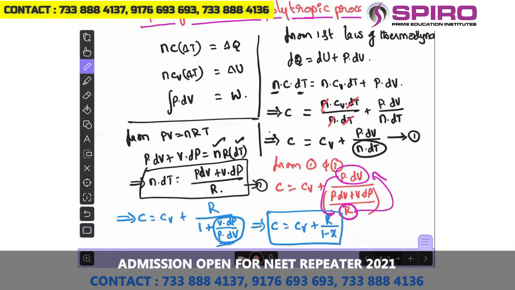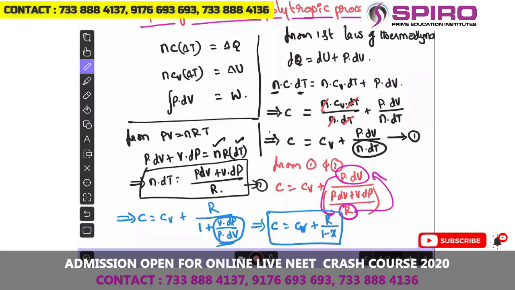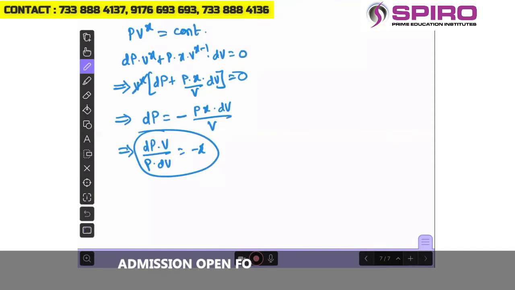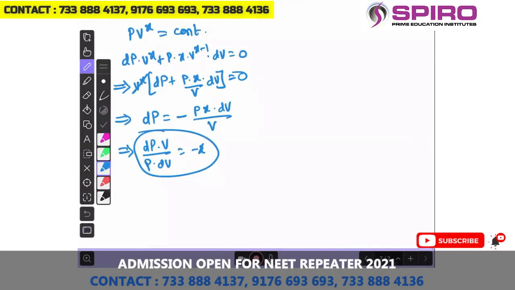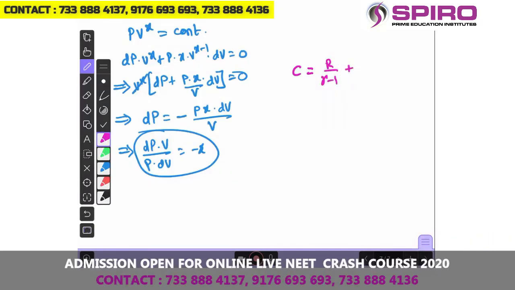C is equal to CV plus R by 1 minus x. And CV is also written as R by gamma minus 1. Already we have seen that. So R by gamma minus 1, right? If you write the CV value and work done value completely here, we can get the final expression for C, the specific heat of polytropic process, as R by gamma minus 1 plus R by 1 minus x.